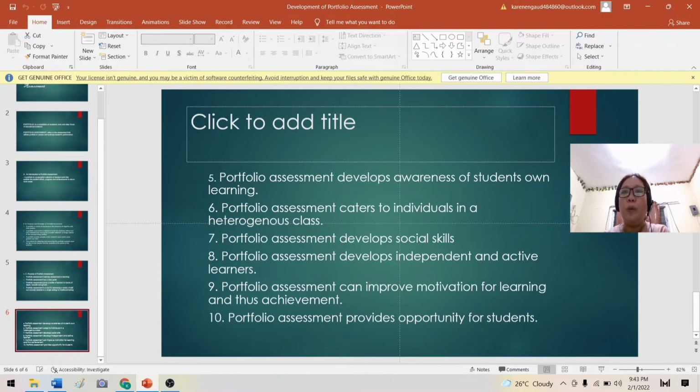Okay? So, next is that portfolio assessment develops independent and active learners. Students must select and justify portfolio choices. This shows the vital role of each students in personally involving themselves in the planning, development, execution, and evaluation of the portfolio. So, yung estudyante or yung learners, nagiging active siya. So, parang yung mindset niya, nakafocus doon.